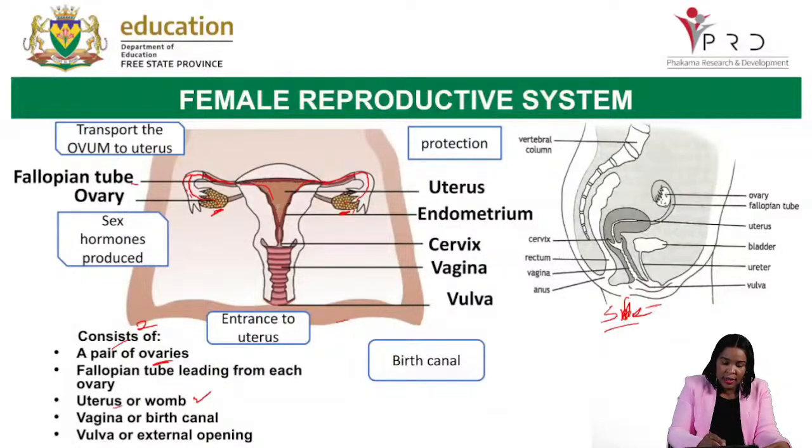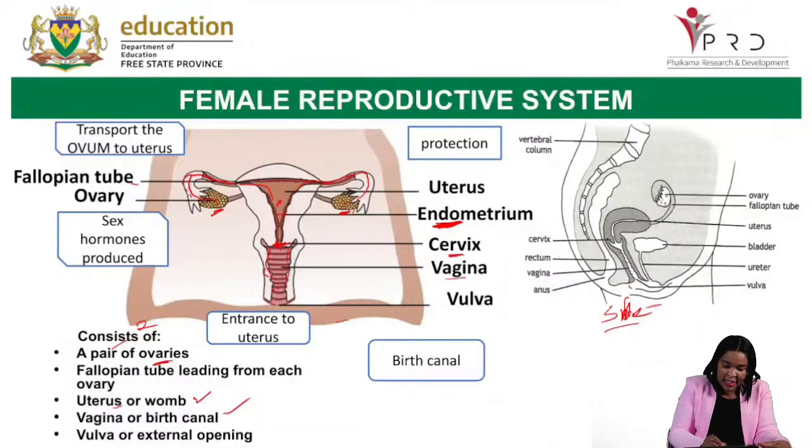Now we are here. This is our uterus, and the lining of the uterus inside is called the endometrium. Then you have the cervix here, just at the opening of the womb or the uterus. Leading from the cervix, it will lead into a muscular passage called the vagina, which can also be called the birth canal.